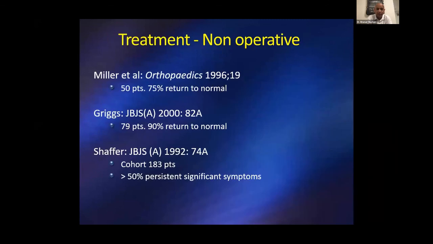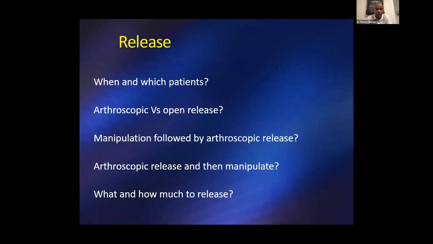So non-operative literature, 50% return to normal, more than 70%, 90% return to normal. But some papers say that all the patients improve symptoms, but it's not good enough. Release, if you're doing arthroscopic release or open release, when and which patients? Do you want to manipulate first and then do arthroscopy, or do arthroscopy first and then manipulate? These are all questions which are answered differently by different surgeons.